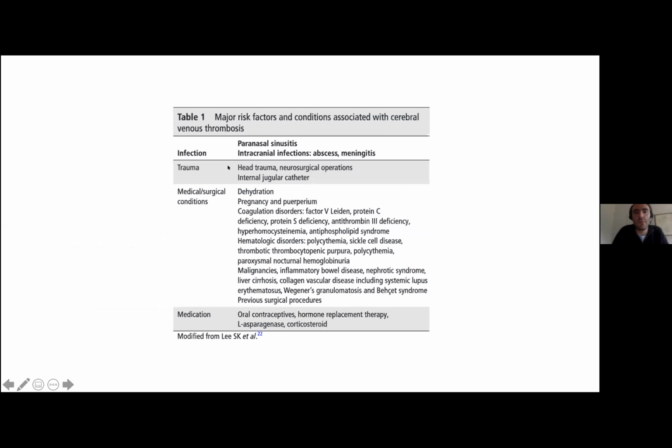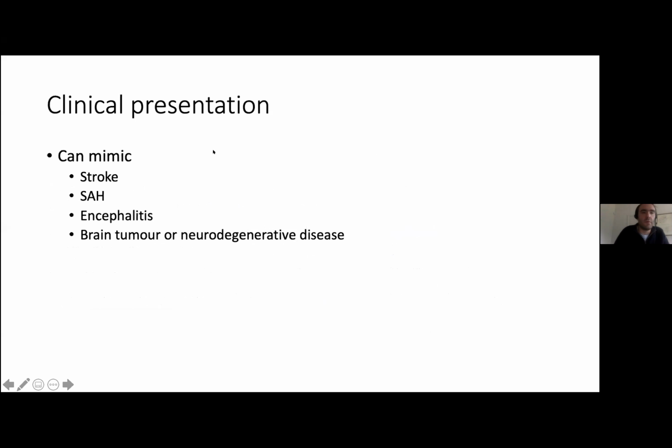These are risk factors associated with it: head trauma, neurosurgical operations, indwelling catheters, dehydration, pregnancies, vomiting, all these pro-inflammatory and pro-nephrotic syndromes and things. Clinically, they can mimic things, so they get misdiagnosed, and they have a late diagnosis. They can mimic a stroke. They can mimic subarachnoid hemorrhage. People can look like they've got encephalitis, or a neurodegenerative disease.